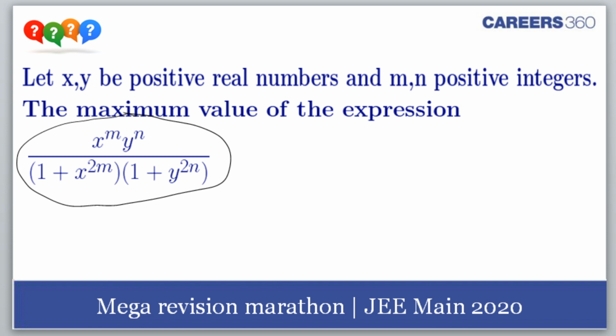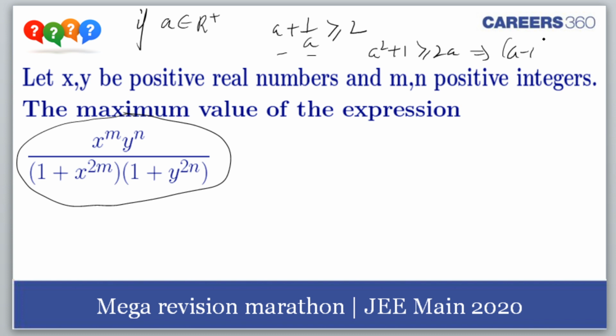Since this is a theoretical class, I'll take the liberty to explain straight away. Now listen, if A belongs to the positive real numbers, then A plus 1 by A, that is, the number and its reciprocal, is always greater than or equal to 2. You understand this? A number and its reciprocal sum is always greater than or equal to 2. Why? Because this is from arithmetic mean greater than or equal to geometric mean. If I solve it, I'll get a squared plus 1 greater than or equal to 2a, or this would mean (a minus 1) whole square greater than or equal to 0. This is what it is.